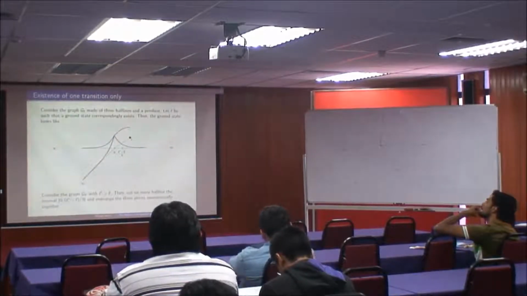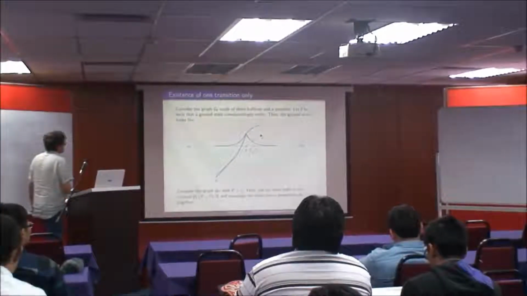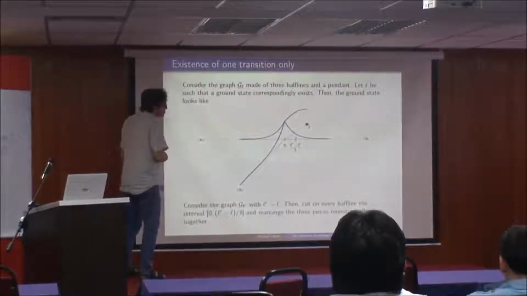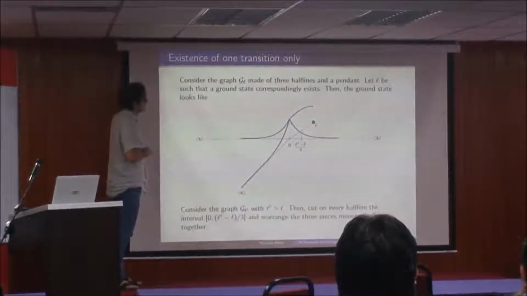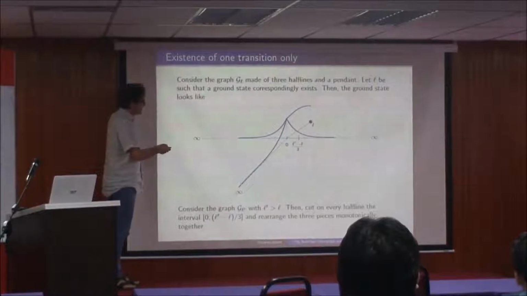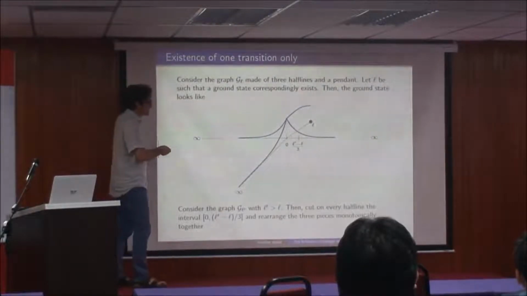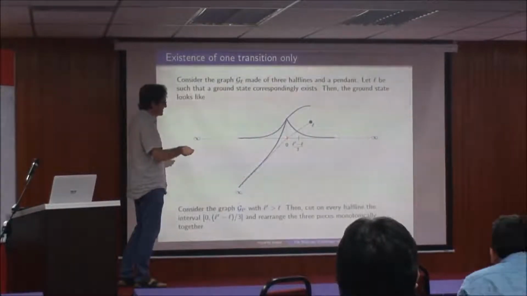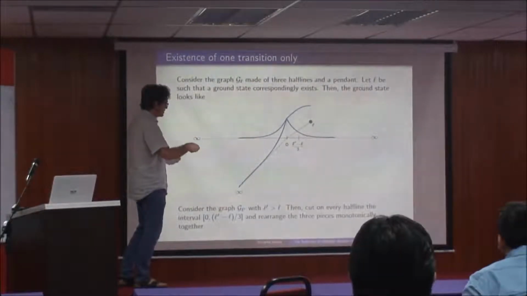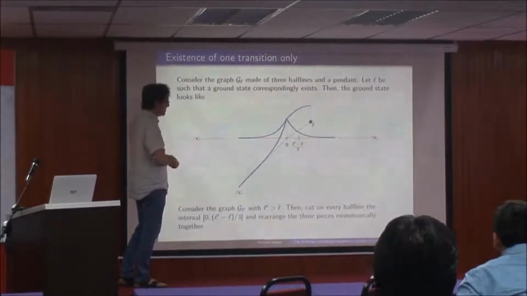And let me show you why there is only one transition from non-existence to existence. Okay? You have some experiment on perspective here. So we have these three half lines, okay? 1, 2, and 3. They are black.